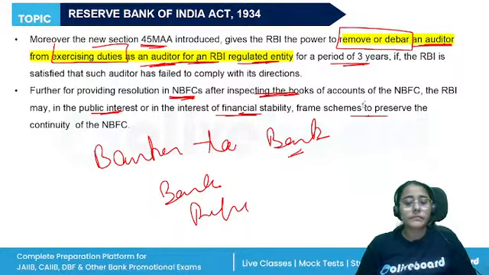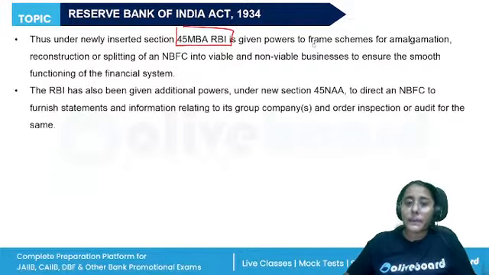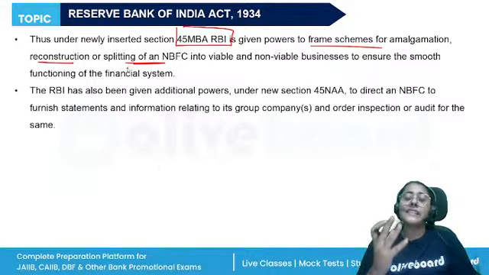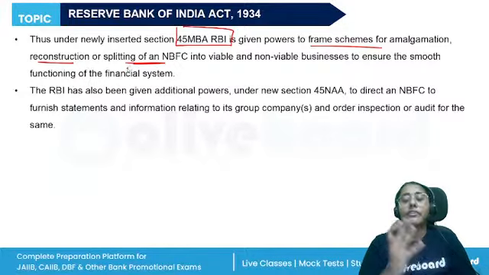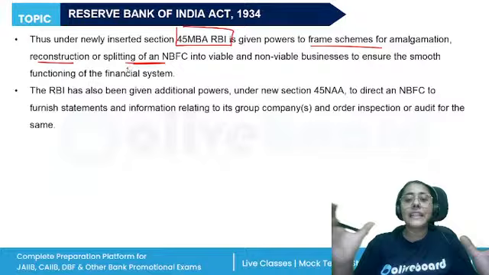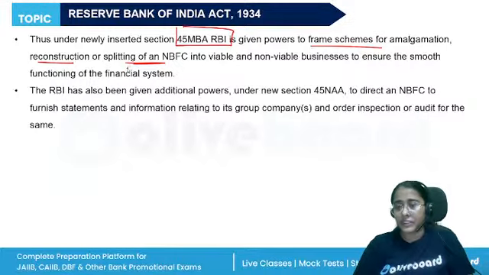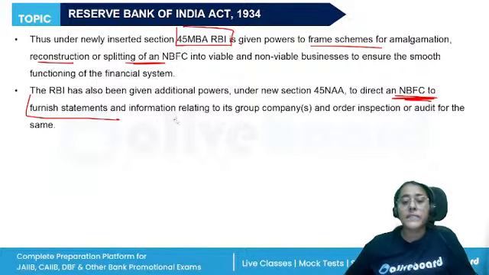All right. Then, other than this, a newly inserted section for NBFCs, 45 MBA. RBI is given powers to frame schemes for amalgamation, reconstruction, splitting of an NBFC. NBFCs, if they are not viable in their business, if they are facing losses, RBI can frame a scheme to shut them down. RBI can frame schemes to amalgamate two NBFCs, right, for the smooth functioning of the financial system. RBI can also direct an NBFC to furnish statements, information in order for inspection or audit.